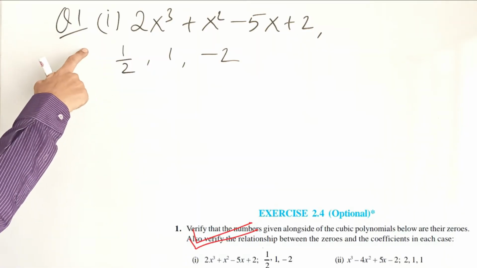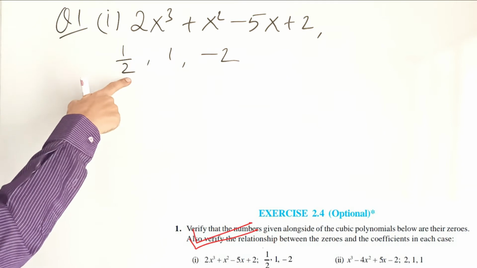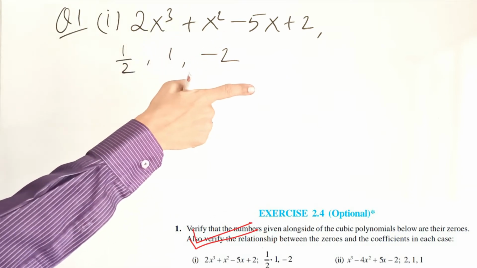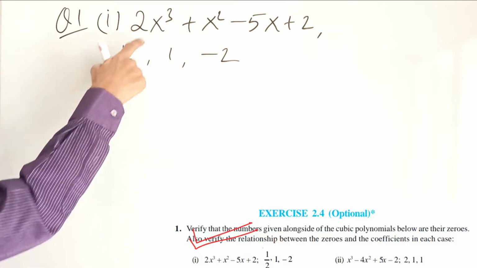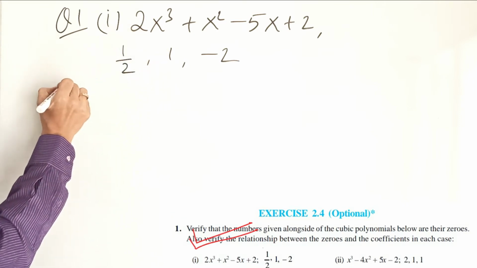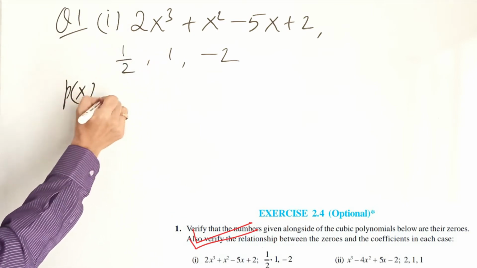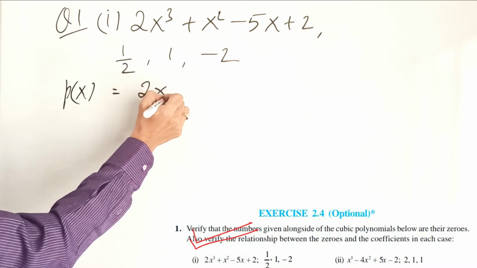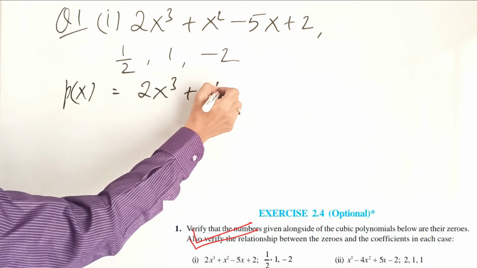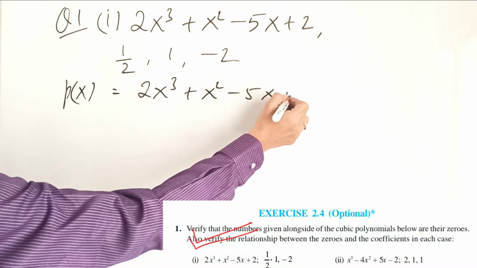Now students, come to the optional exercise. First question: first of all, we have to verify whether these are zeros or not. Then we have to verify the relationship. So let us check p(x). If you represent this by p(x), it will be 2x cube plus x square minus 5x plus 2.